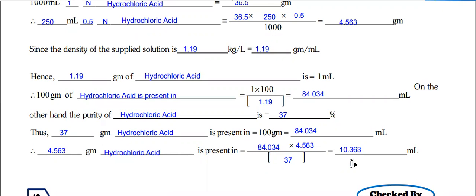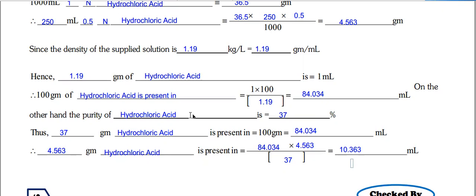After complete dissolution, the solution will have a normality equal to 0.5. That means after taking 10.363 ml hydrochloric acid and dissolving it in water to prepare a 250 ml solution with this 10.363 ml hydrochloric acid will give us 0.5 normal solution. And in this way, we have to accomplish the data sheet.